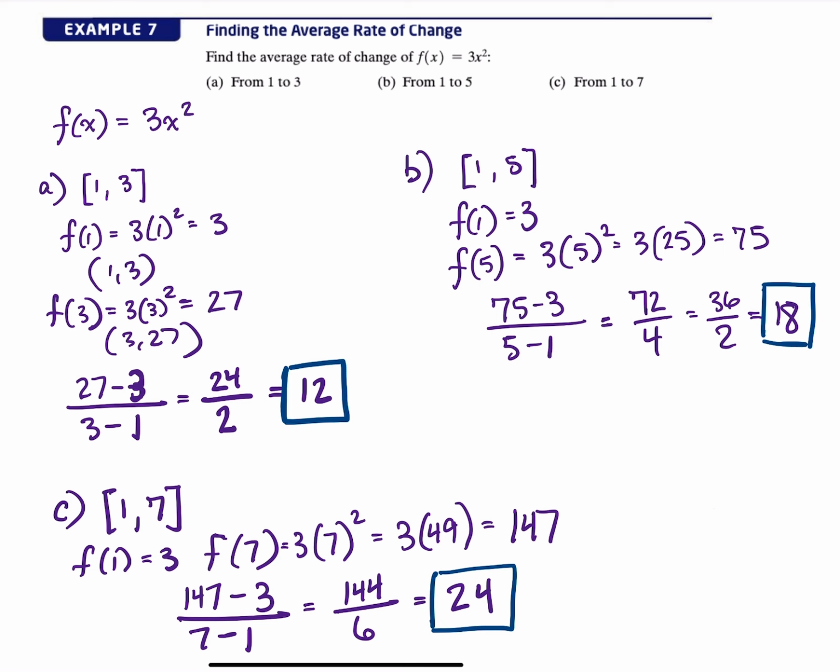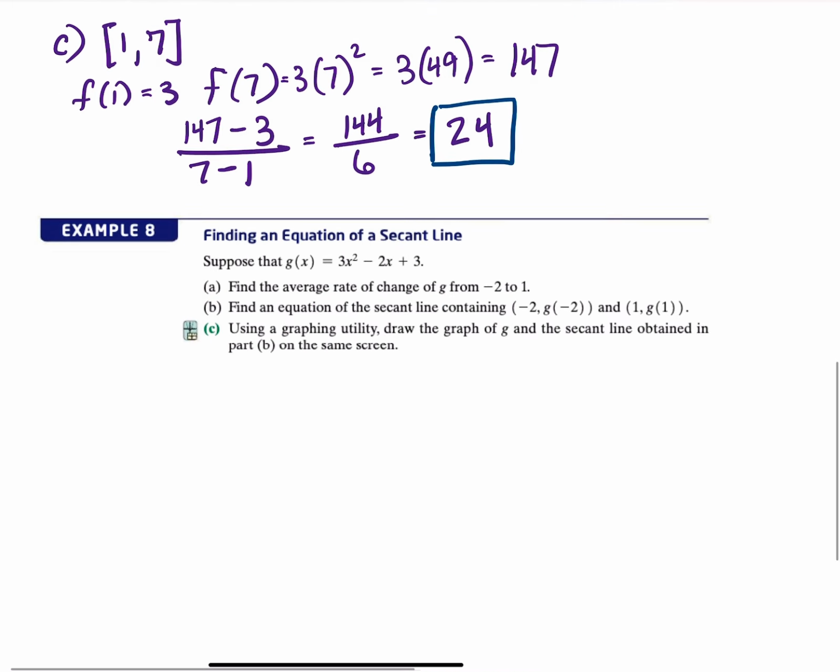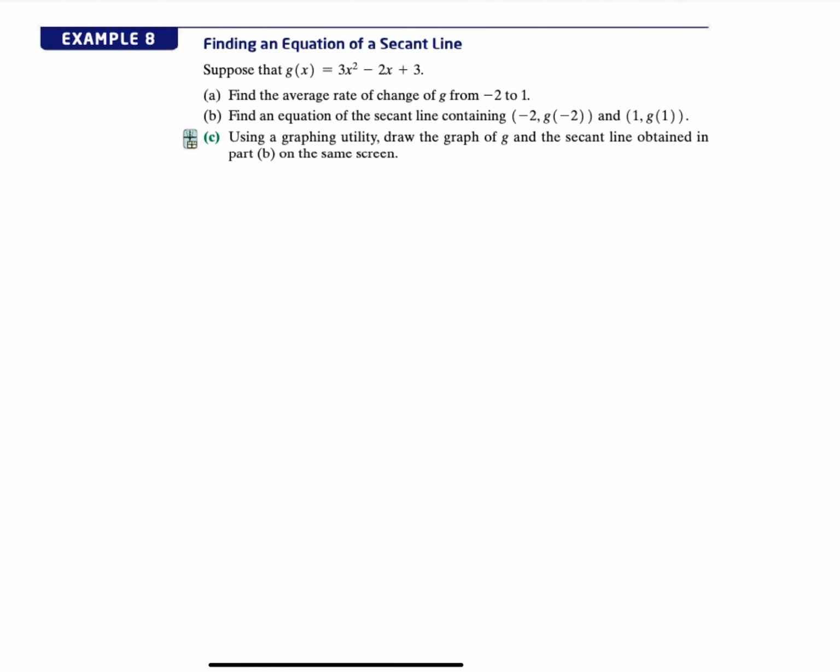All right, I think there's one more here. So they give us a function. This time g of x is 3x squared minus 2x plus 3. It wants us to find the average rate of change of g from -2 to 1. So we're looking at this interval. So -2 is our a and 1 is our b, if it's helpful to think in that form.